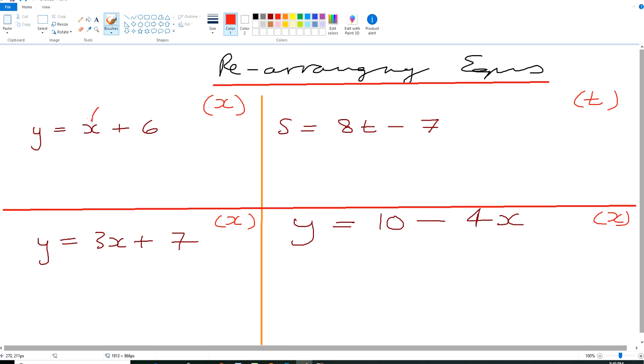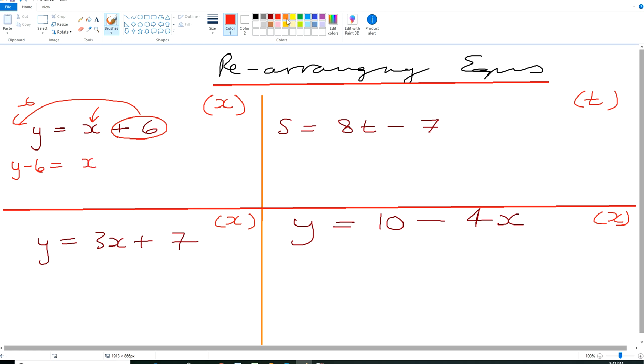Okay, so I'll just focus on this one. If I want to make X the subject, X is currently being added by 6. Now we want to get rid of the add 6. The opposite of add 6 is minus 6. So we end up with Y minus 6 is equal to X.